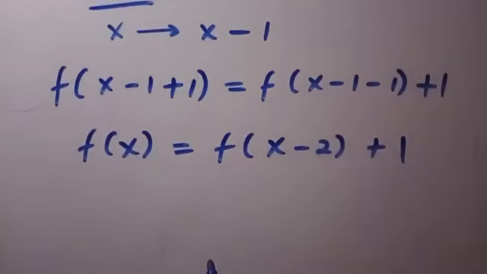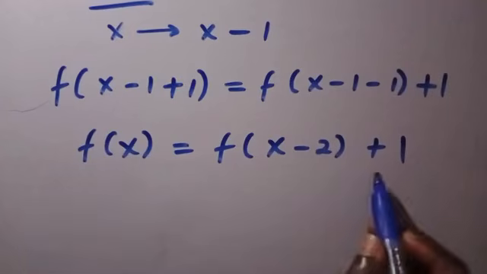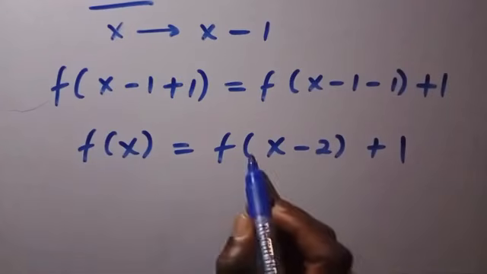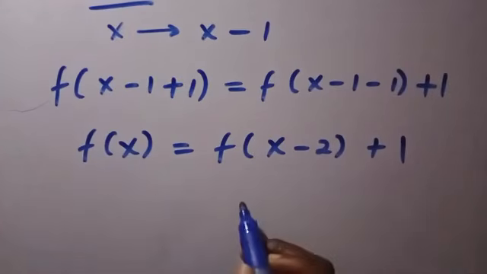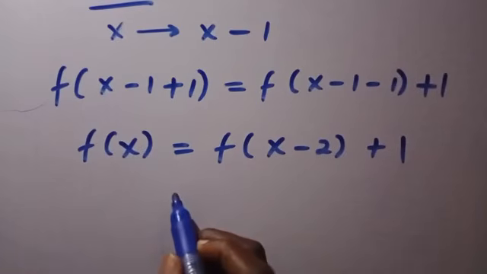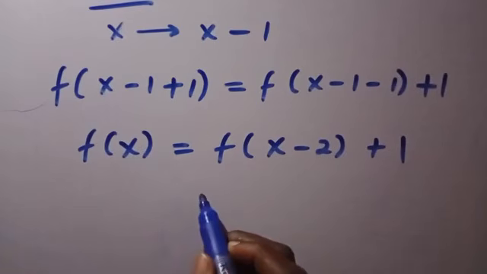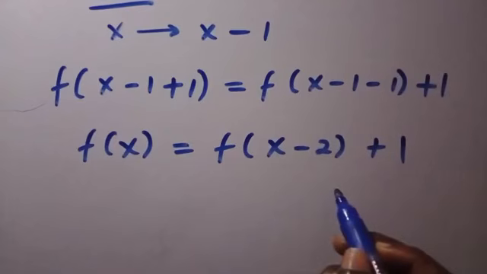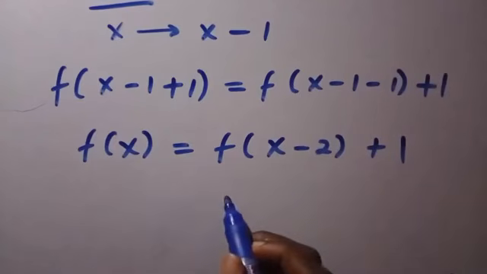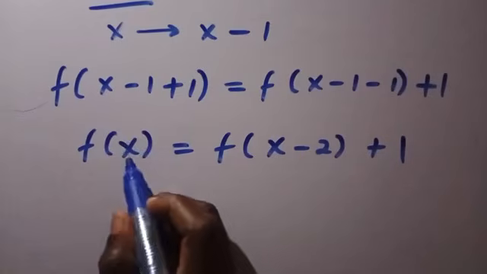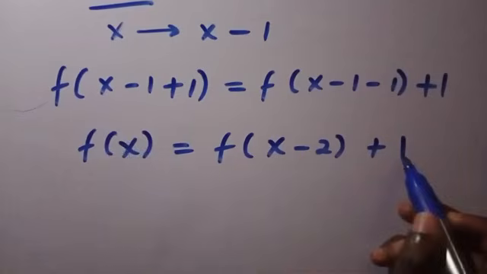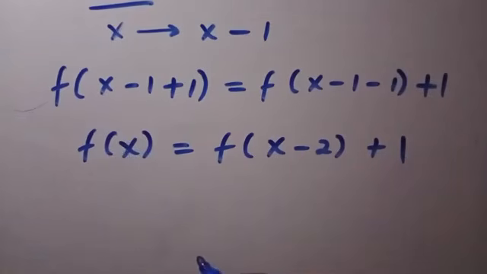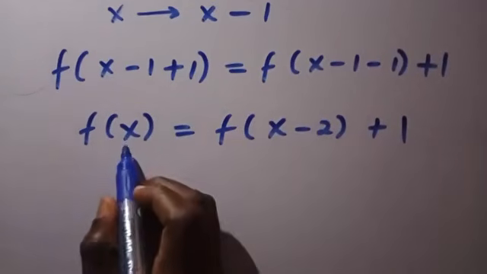Then, if you look at this line, f(x) = f(x-2) + 1, we see that every time we increase the input by 2, the function value increases by 1. So as long as we keep increasing the input by 2, the function will increase by 1. How do we know that? Suppose I replace this x.